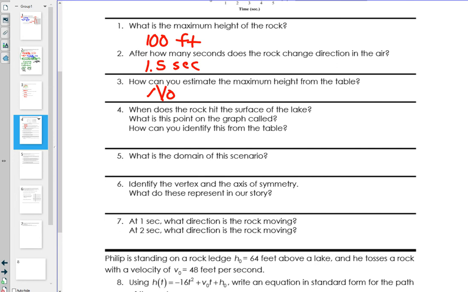When does the rock hit the surface of the lake? What is the point on the graph called? And can you identify this from the table? Okay, so that's 3 questions in one.